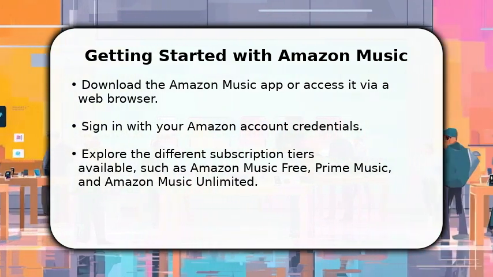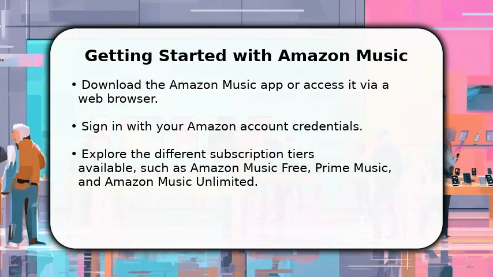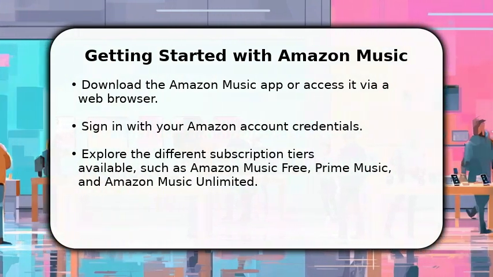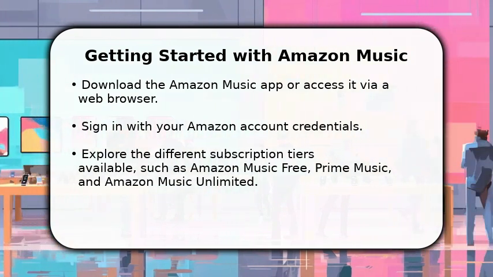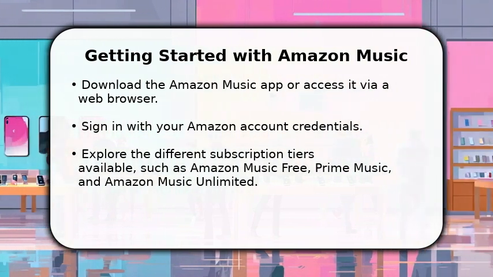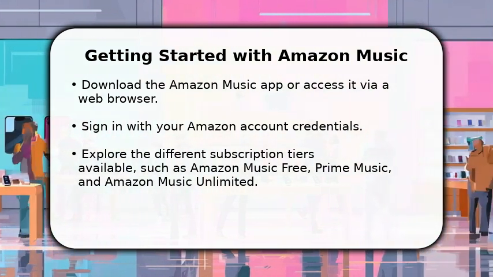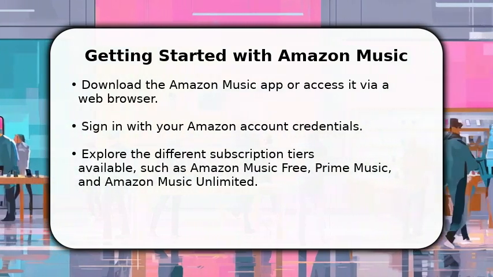You'll then discover various subscription options, including Amazon Music Free, Prime Music, and Amazon Music Unlimited. Prime Music, for instance, offers over 2 million songs, while Unlimited provides access to more than 100 million tracks in high-definition audio. Choose the tier that best suits your listening preferences.